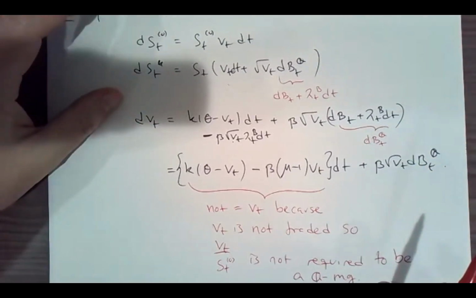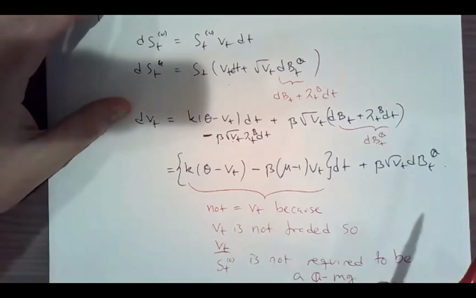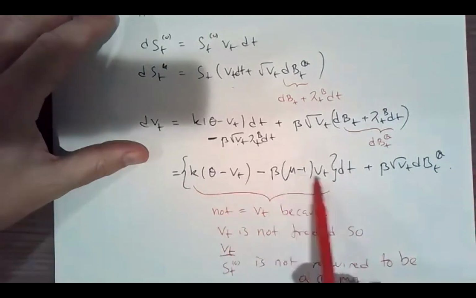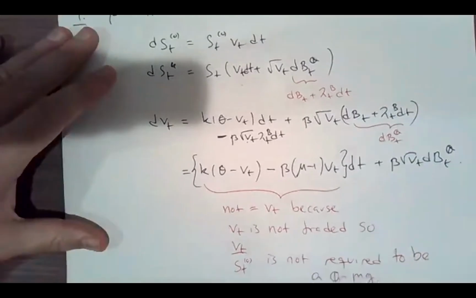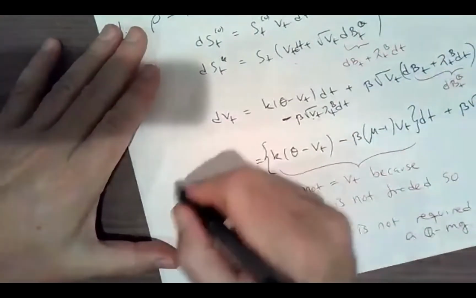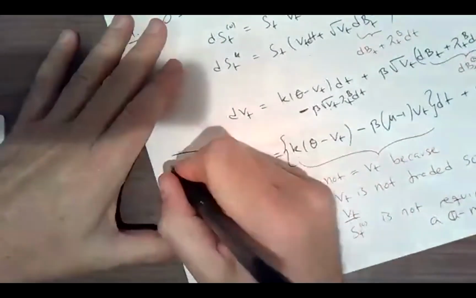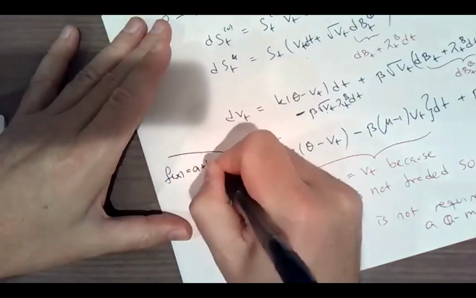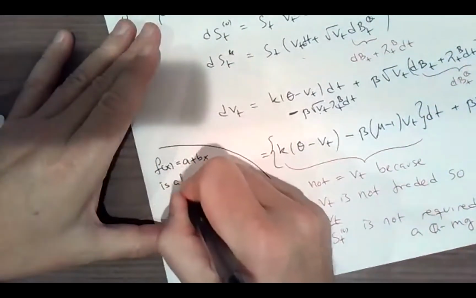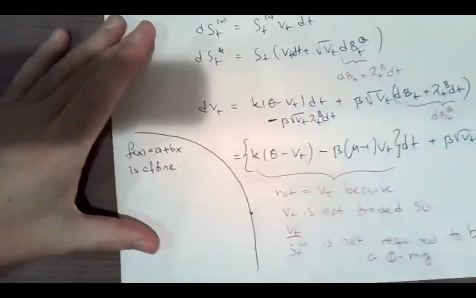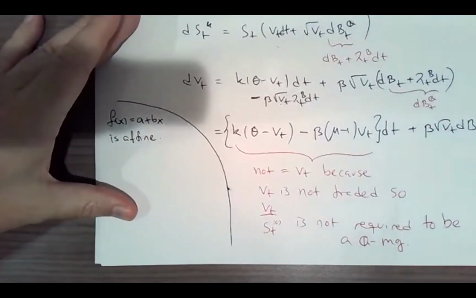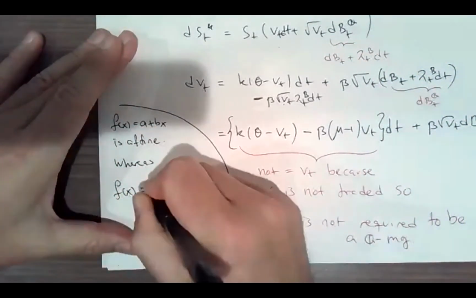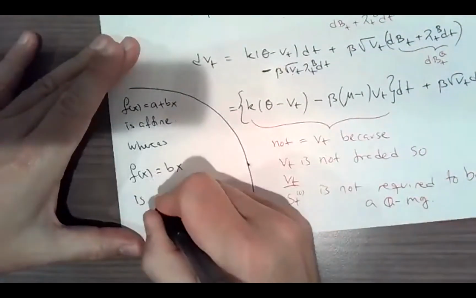You called it a what function? An affine function? Yeah, this is an affine function of V, right? So we have f of x equal to a plus bx. This is affine. Whereas f of x equal to bx is linear.